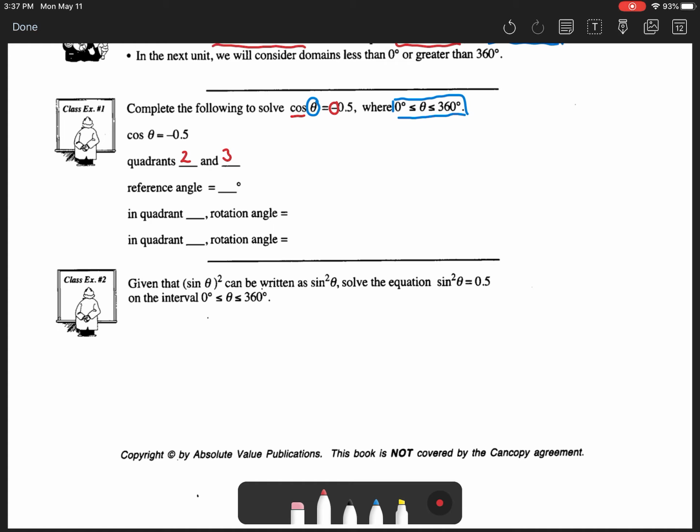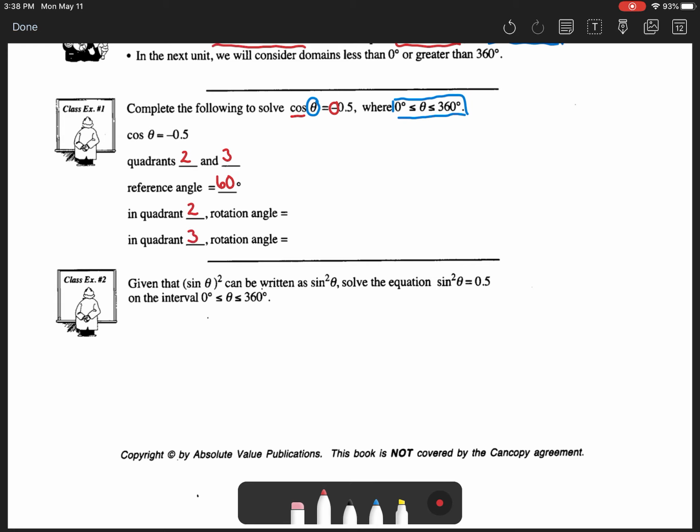So I go second function cosine of 0.5. Now when you do that, you will see that you get 60 degrees. Now, obviously 60 degrees, that's in quadrant 1, but that is what my reference angle is, and that's obviously why I wrote it there where it says reference angle. So that's my reference angle.